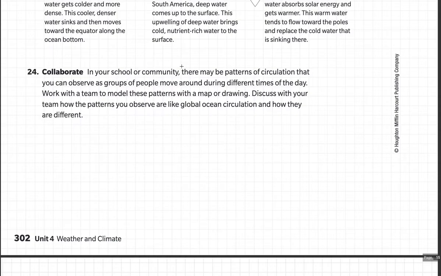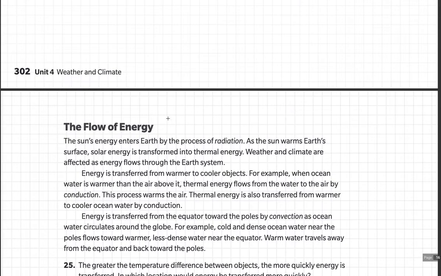In your school or community, there may be patterns of circulation that you can observe as a group of people move around during different times of day. In the past, we've talked about patterns of school. A pattern of circulation would be like people getting dropped off and picked up for school.